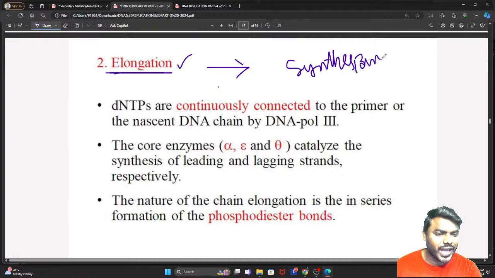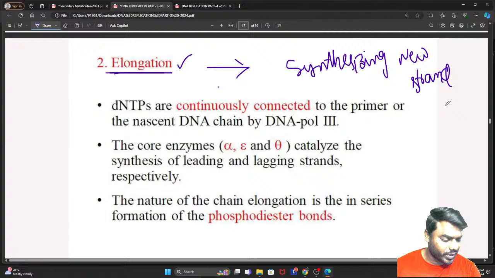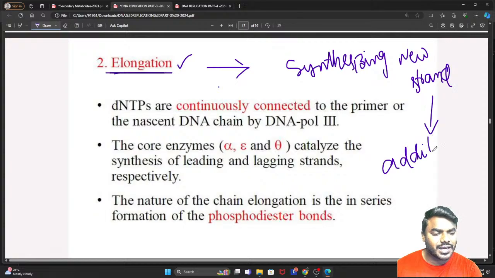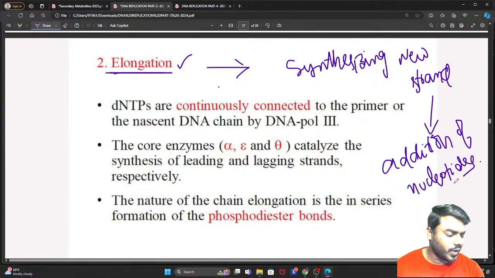I'll show you a wonderful animation also. You will get a brilliant idea. Synthesizing the new strand is what happens in elongation. In other words, in elongation, addition of nucleotides will take place, nothing else. No point of getting confused over there.